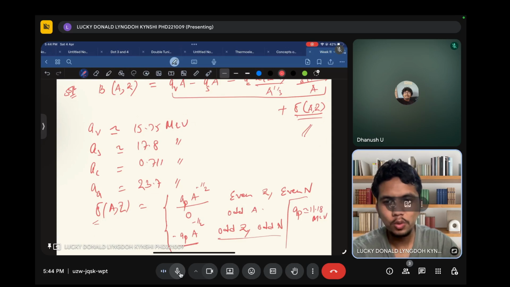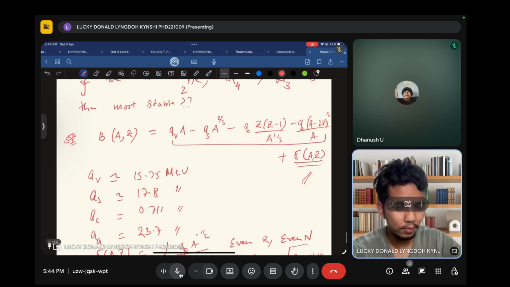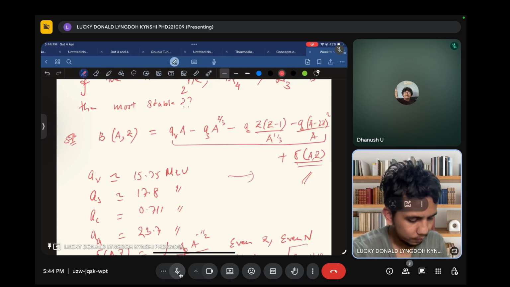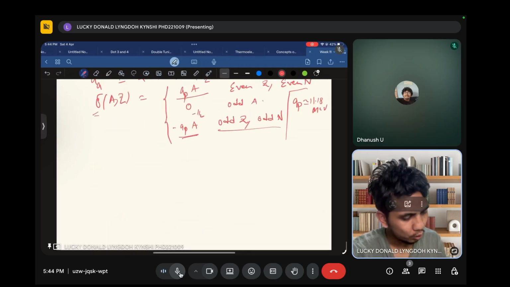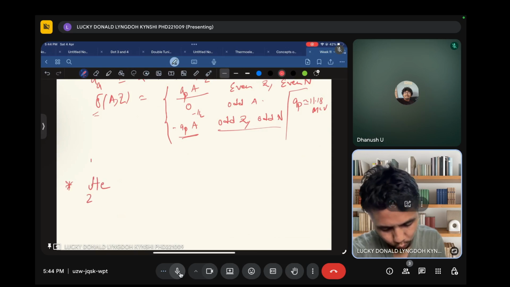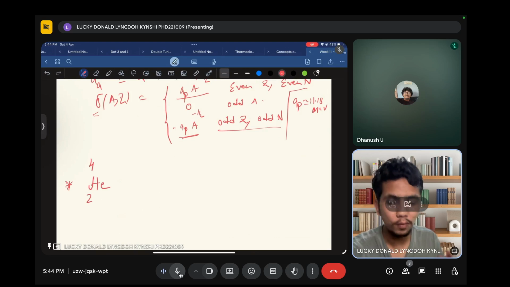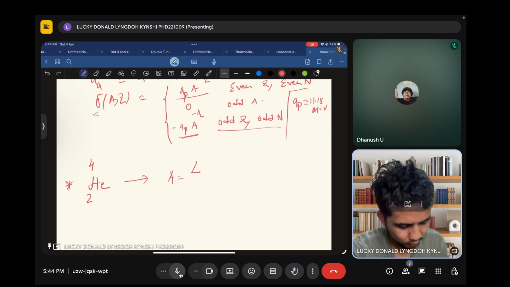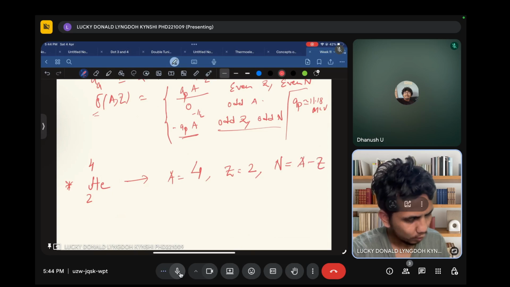You just need to substitute the value of AV and the value of AS in your equation. Let me name this as equation 1, and then calculate your binding energy. So let me just show you the first point, He-4. This is your first nucleus that you have to find out. For this you have A equal to 4, correct? Z equal to the number of protons, which is 2, and the number of neutrons is equal to A minus Z, which is also equal to 2.